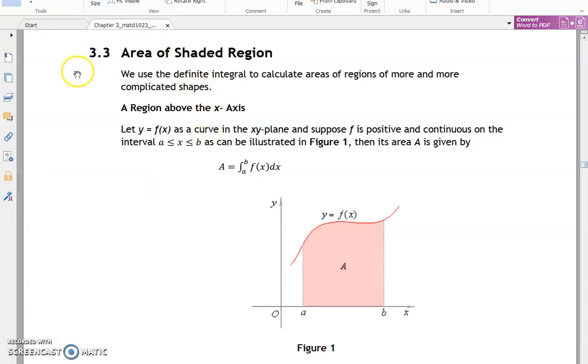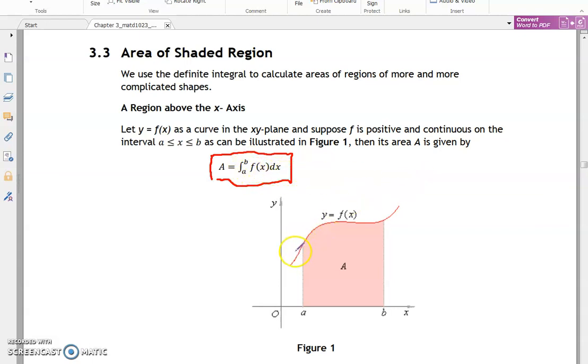So here the idea of finding the area is that we are going to use integrals to calculate the area, where we have an unknown shape and we need to determine the integrals that we need to do. The main formula that we are going to use here is A equals the integration from a to b of the function f(x) dx.